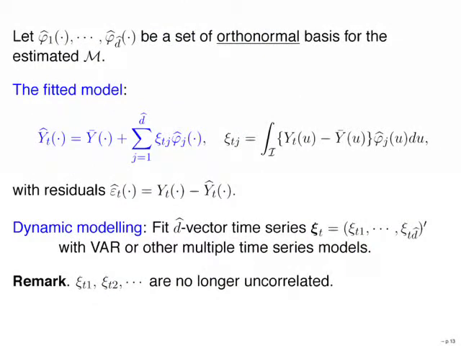Once you have that, you can easily do this kind of decomposition, and then what you need is to do d-dimensional vector time series modeling. And once you have a time series model for this d-dimensional process, using this format, you can automatically have the dynamic model for the process. So this will work.